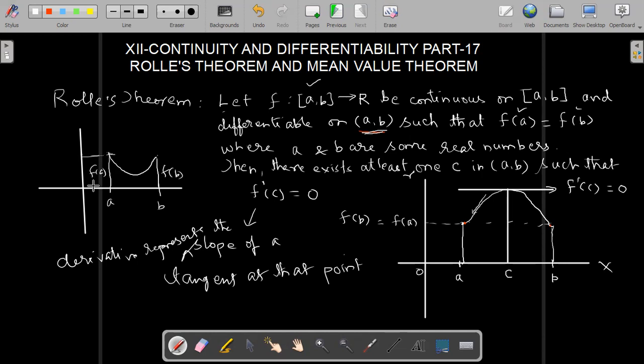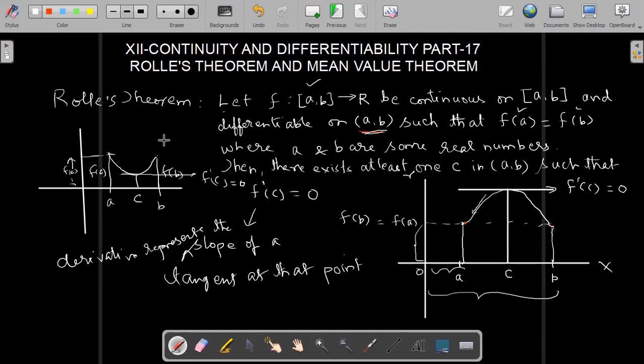On the y-axis we are taking f(a), the value of f at a. This is f(a) or f(b); here also, the same thing. This distance is f(a) or f(b), this distance is a and this distance is b. Similarly here, if you draw a tangent, this point will be c, and the tangent parallel to the x-axis means its slope is 0. So that's why you can say that f'(c) is equal to 0. So this is Rolle's theorem.